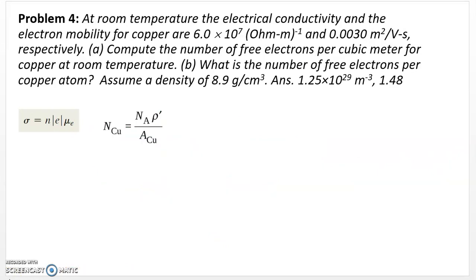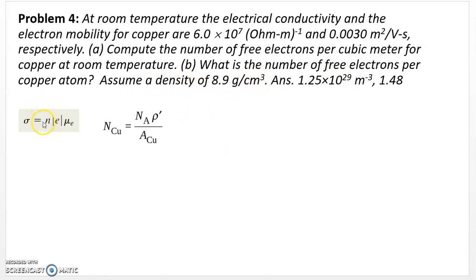Problem 4. At room temperature, the electrical conductivity and the electron mobility for copper are 6 times 10 to the power 7 ohm meter inverse and 0.003 square meter per volt second respectively. Compute the number of free electrons per cubic meter for copper at room temperature. What is the number of free electrons per copper atom? Assume a density of 8.9 gram per cubic centimeter for copper.